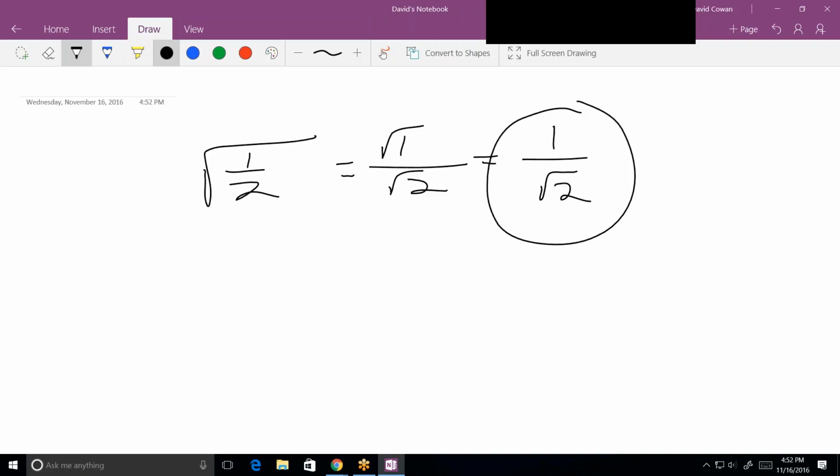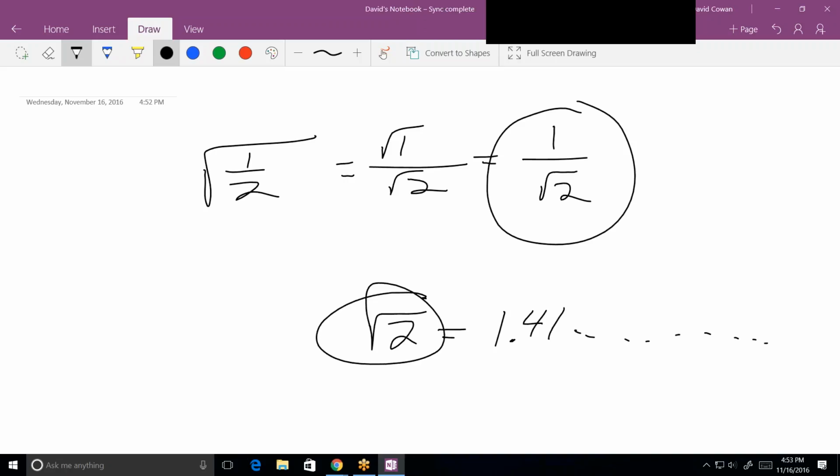And math does not like irrational denominators. You know what I mean by irrational? I cannot write square root of 2 as a fraction. I can approximate it as a decimal. Square root of 2 is approximately equal to 1.41, but it's kind of like pi, and then it goes on forever and never repeats. So if I want to write this the most accurate way possible, I write it like that. But you can't have it as a denominator.